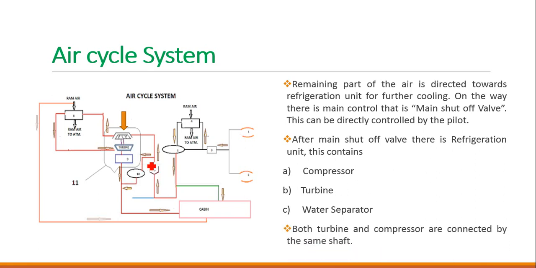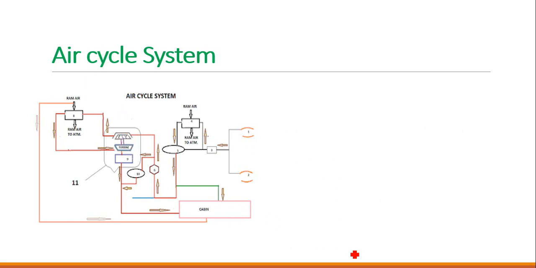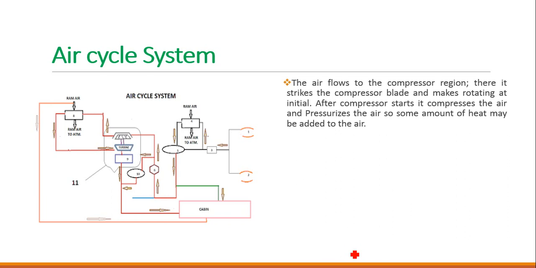Both the turbine and compressor are connected to the same shaft. So the refrigeration unit consists of a compressor, the turbine, and a water separator. This turbine and compressor are connected to a single shaft. We can see here from the diagram itself, it is connected to the single shaft. Okay. So the air flows from the compressor region.